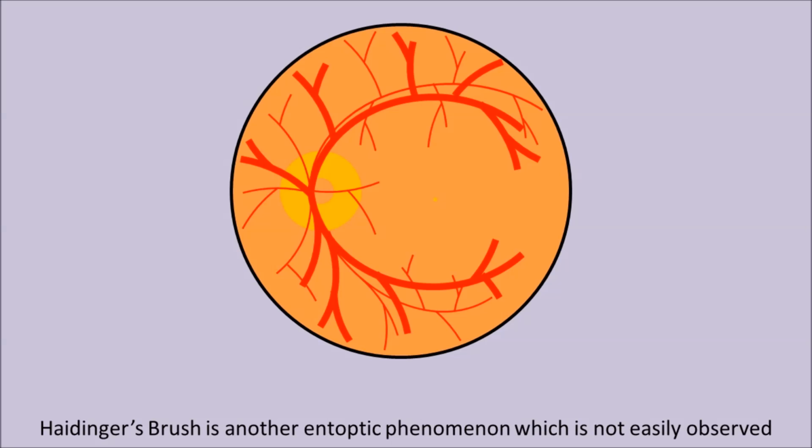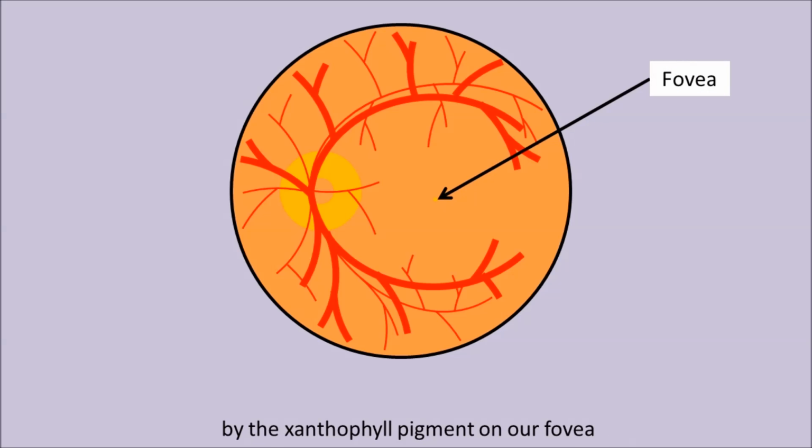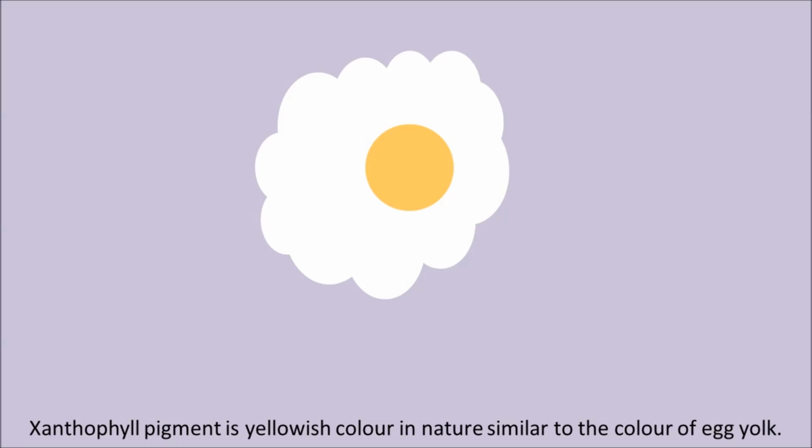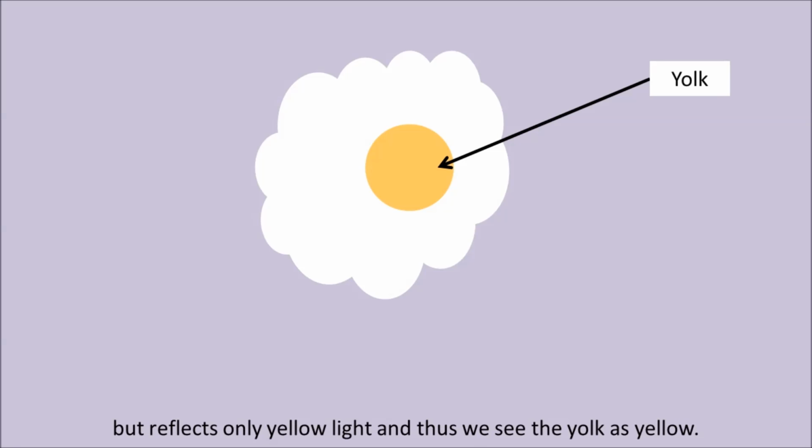Heidinger's brush is another entoptic phenomenon which is not easily observed. It is caused by the preferential absorption of blue light by the xanthophyll pigment on our fovea. Xanthophyll pigment is yellowish in color, similar to the color of egg yolk. In this case, the yolk appears yellow because it absorbs all other light, but reflects only yellow light, and thus we see the yolk as yellow.